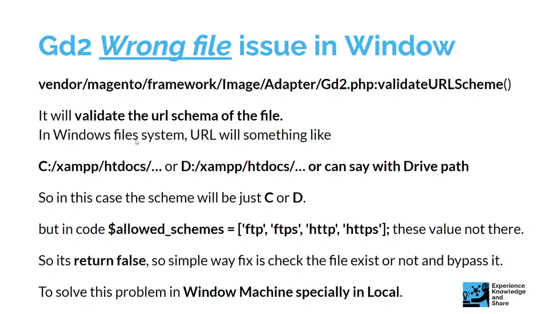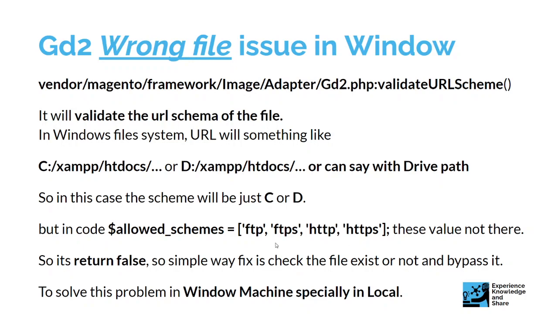In the Windows file system, the file path will usually be C colon and the respective path, or D colon, or the directory path. It starts with the directory name. So in that case, our URL schema should be C or D or the respective one. But when we see the code level, the allowed schemas are only FTP, FTPS, HTTP or HTTPS, not C and D, which causes a problem. That way it will return false.